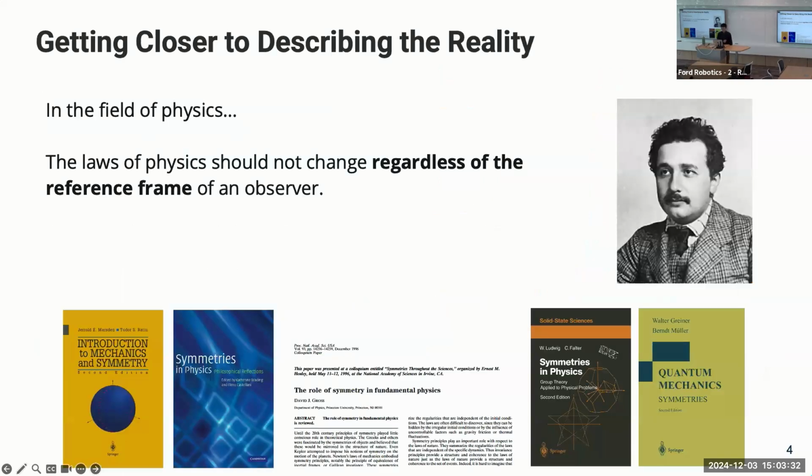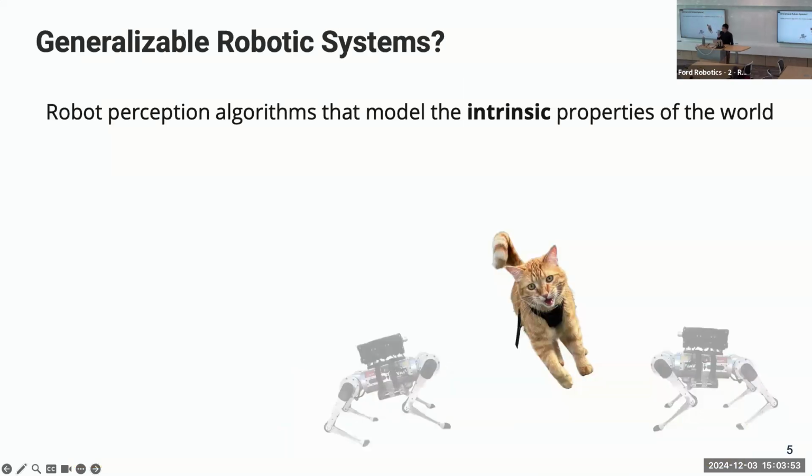In the field of physics, physicists have encountered this problem before, and they figured out that the laws of physics should not change regardless of the reference frame of an observer. And this is actually the foundation of Einstein's special relativity. This immunity to a possible change can be categorized using the term symmetry. So we want to do the same thing for robotic perception systems so that it models the intrinsic properties of the world, by studying the symmetry of the system.